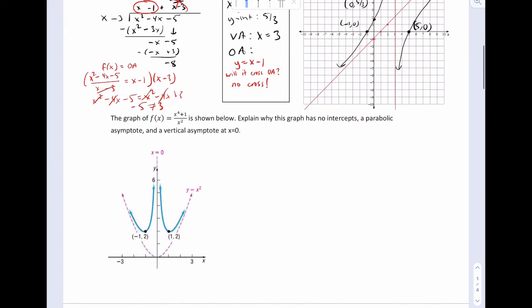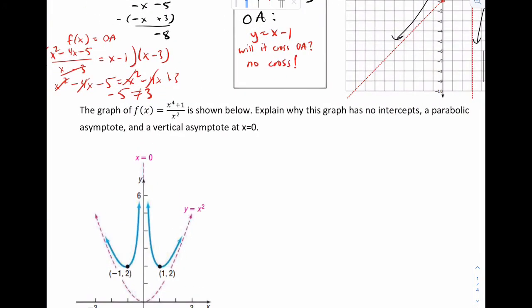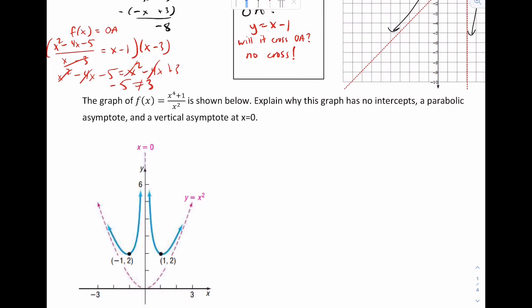Here's our next example. The graph of f of x equals x to the fourth plus 1 over x squared is shown below. Explain why it has no intercepts, a parabolic asymptote, and a vertical asymptote at x equals 0. So let's do it piece by piece.